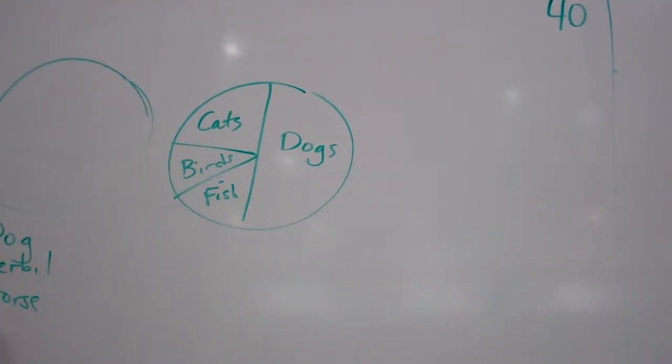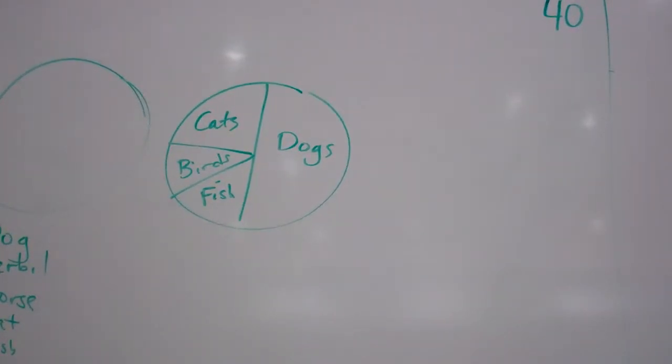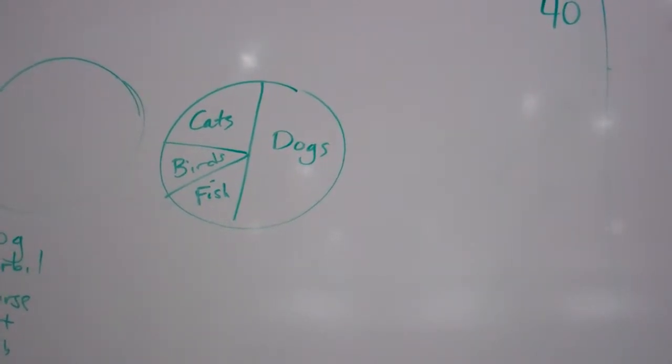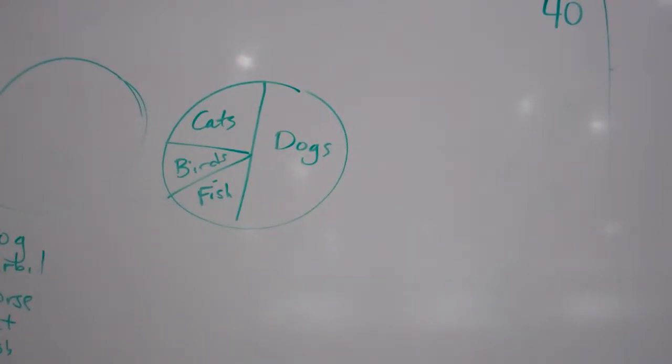Cat. Fish. Cats. Fish. Crab. Hermit. Okay. Frog. Anybody else have dogs besides me? I have a dog. Okay. Frog. Good. Okay, so let's add up.